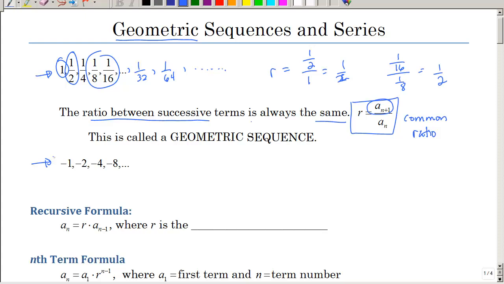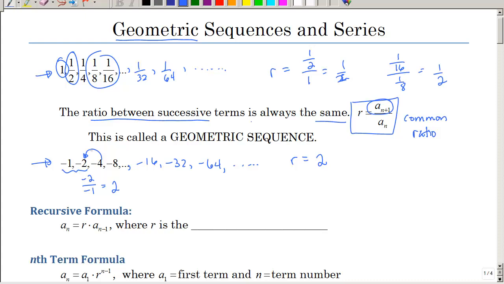So let's look at this one. What are we multiplying by? We are multiplying by 2. So we would have -16, -32, -64, and so forth. So my common ratio would be 2. Again, you can take any two terms and divide, as long as it's the one on the right divided by the one on the left.